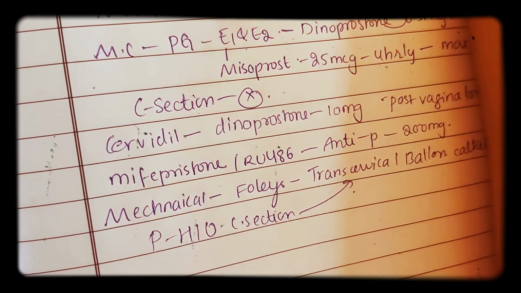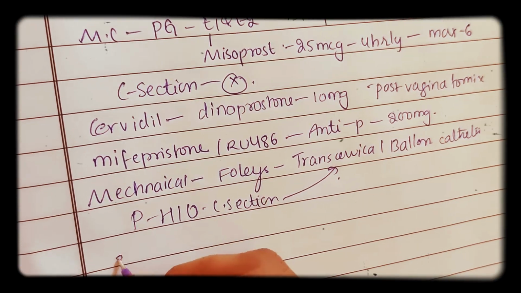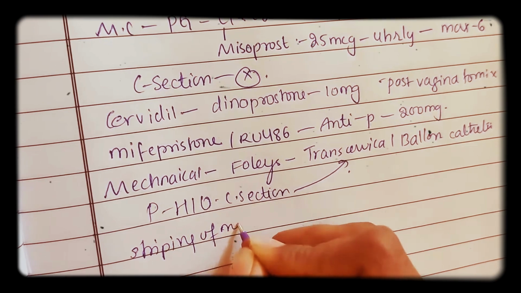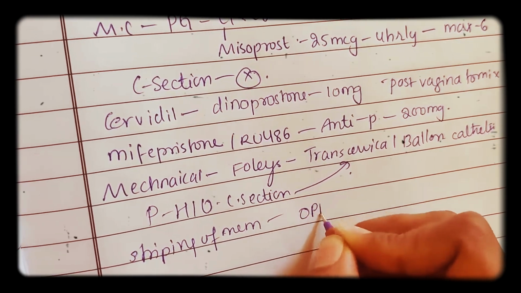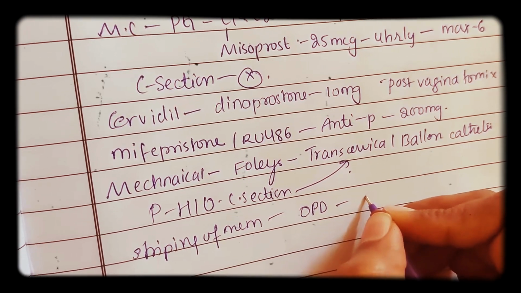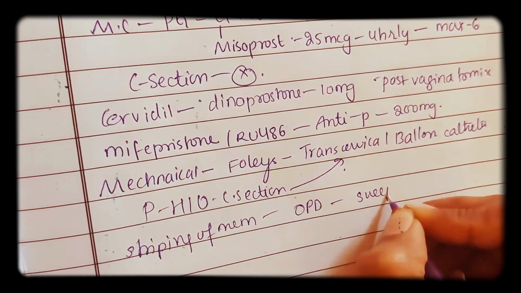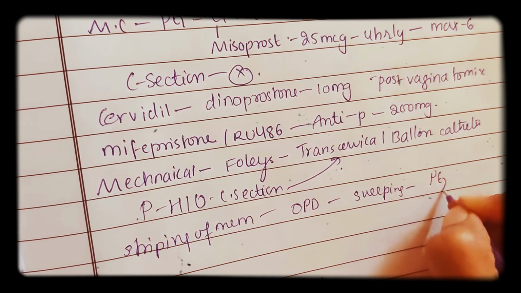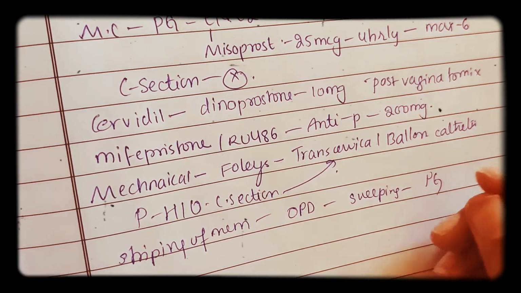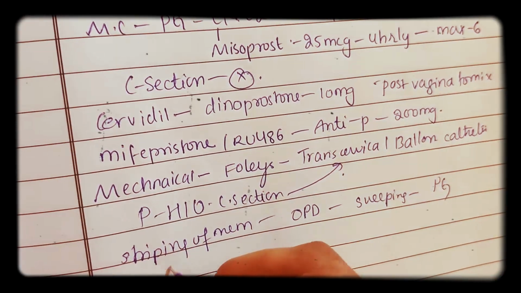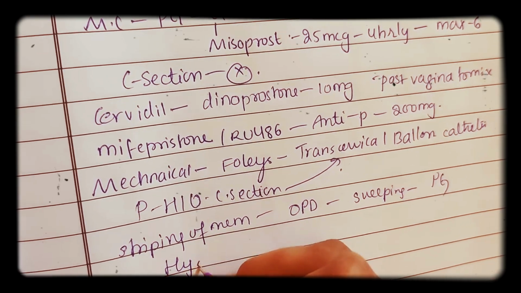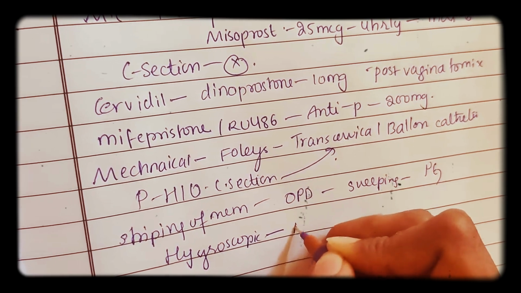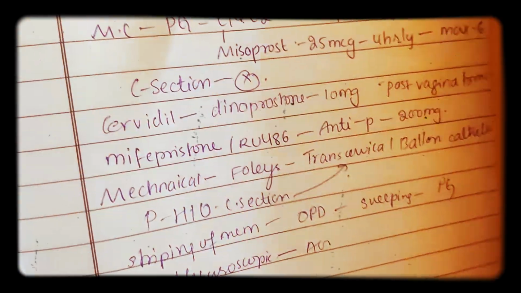So what is stripping of membrane? Stripping of membrane is an OPD procedure. It is done during per vaginal examination. You put one finger and sweep and stretch the membrane, so it will release PGE2, or you can say prostaglandins. And also you have hygroscopic dilators, but they are mainly used for abortion when compared with induction of labor.